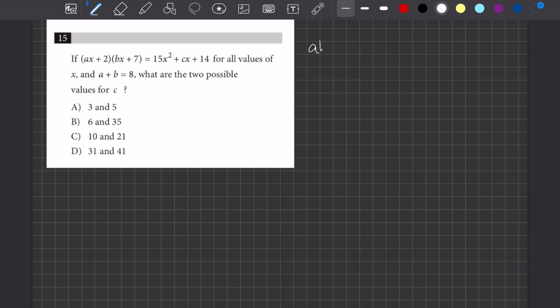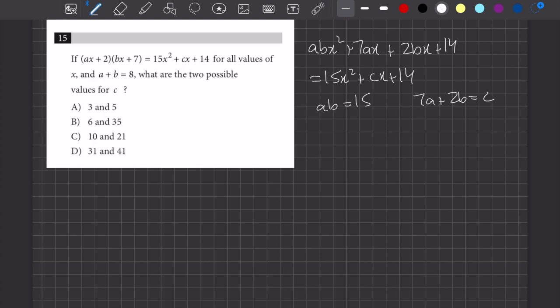Question 15, the longest question in this section. We begin by expanding the brackets on the left-hand side. Then we compare it to the right-hand side. A times B equals 15, and 7a plus 2b equals c. Then we manipulate a plus b equals 8 to make a the subject. We plug this back into a times b equals 15 and simplify it.